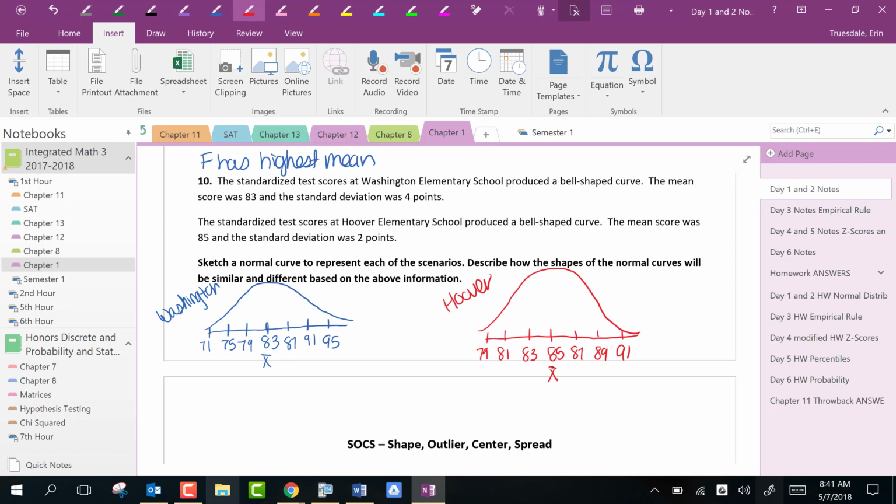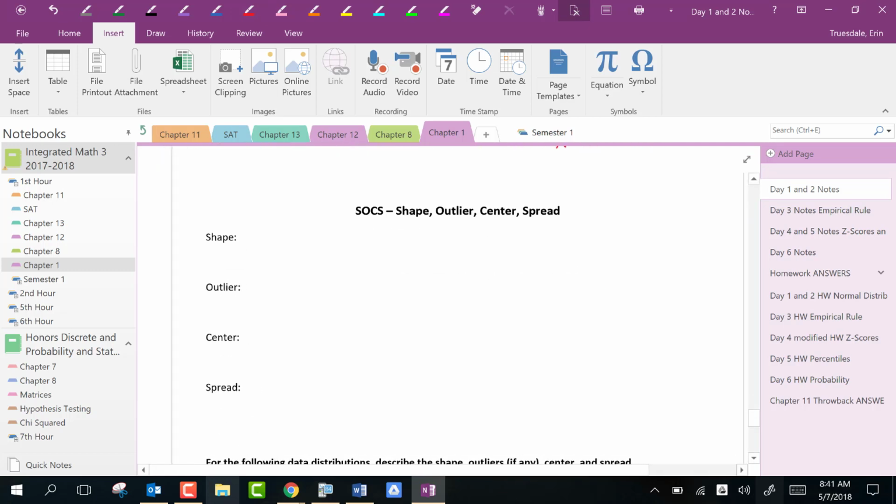Okay, flip it over. We have some other terms that we use to describe normal curves. We use this SOCS acronym to remember shape, outlier, center, and spread to describe the normal curve. So shape can be symmetric. We can use bell-shaped to describe a normal curve. Or we can say it's skewed left or skewed right. So these are examples that you might see.